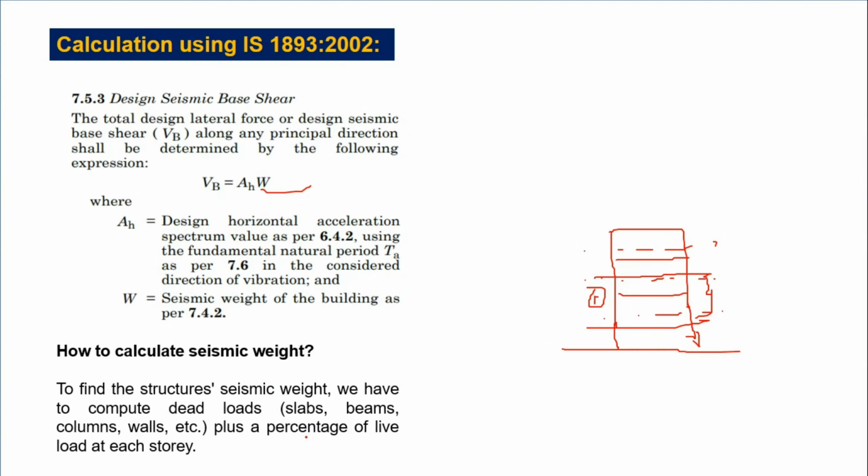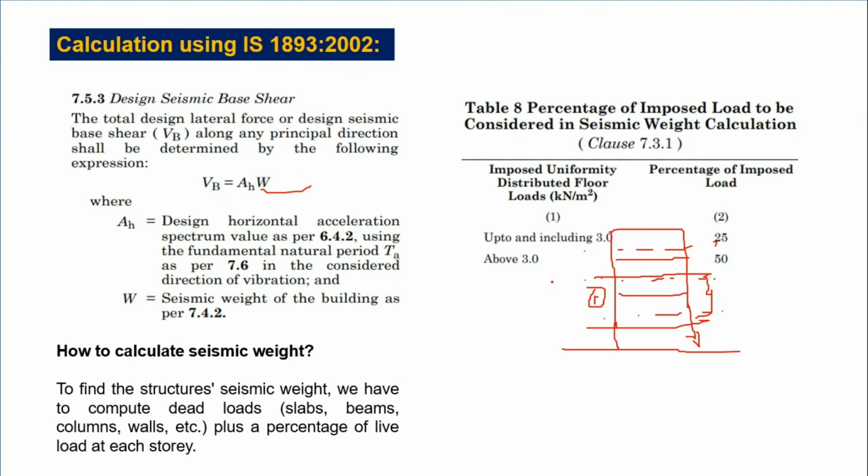Dead load includes different slabs, beams, columns, and to calculate the seismic weight of each floor we have to consider some percentage of live load at each story. To find that we have to use another table, and for up to and including 3 kilonewton per meter square of live load we have to use 25%, and for above 3.0 kilonewton per meter square we have to use 50% of the live load.